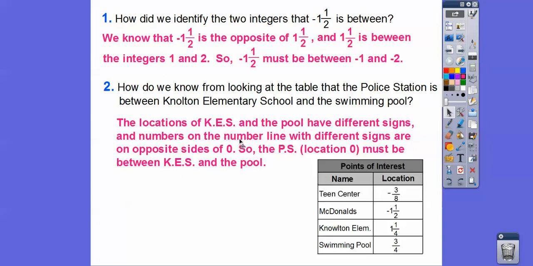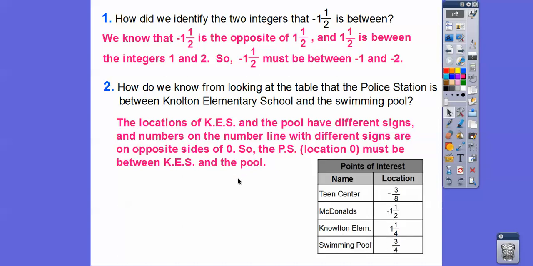So how do we know from looking at the table that the police station is between McDonald's and the swimming pool? Well, the location of McDonald's and the pool have different signs. So remember, on the number line, numbers that have different signs are on opposite sides of 0. So the police station was at 0, and McDonald's is on one side and the swimming pool is on the other side, because McDonald's is negative 1.5 and the swimming pool is positive 3/4. Sorry about that, you guys, I made a mistake earlier when I said Knowlton.